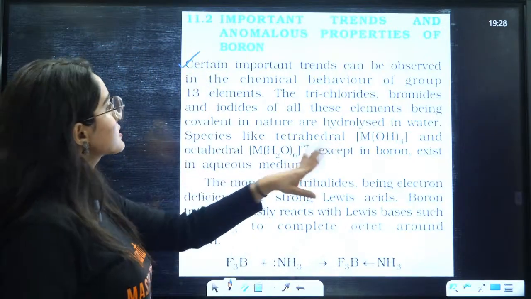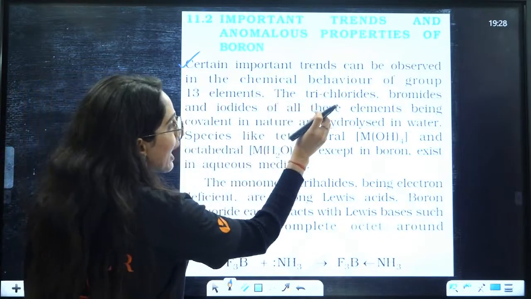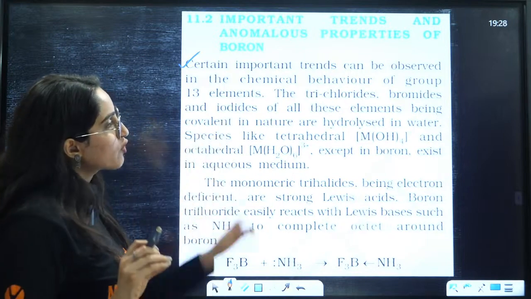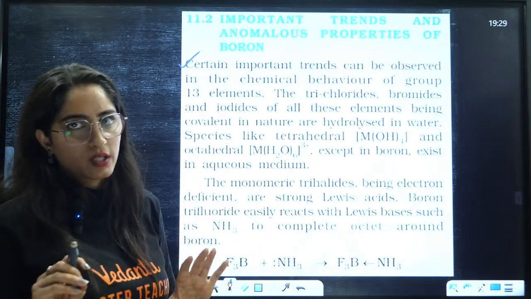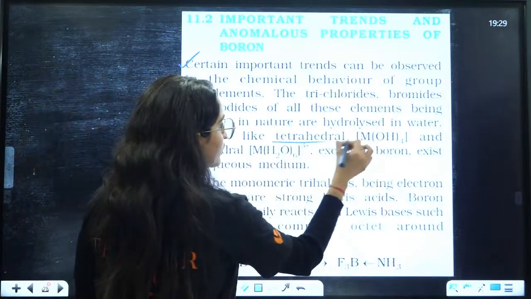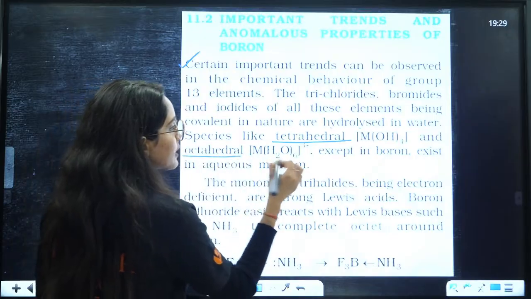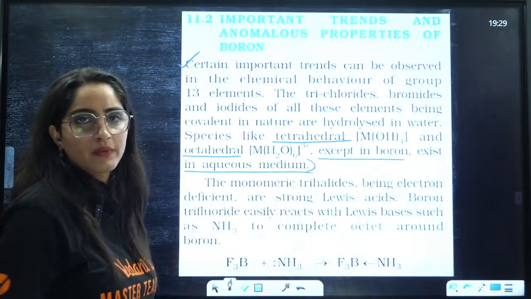Certain important trends can be observed in the chemical behavior of group number 13. The trichlorides, bromides and iodides of all these elements, being covalent in nature, are hydrolyzed in water, right? Species like tetrahedral and octahedral, except in boron, exist in the aqueous medium, right?